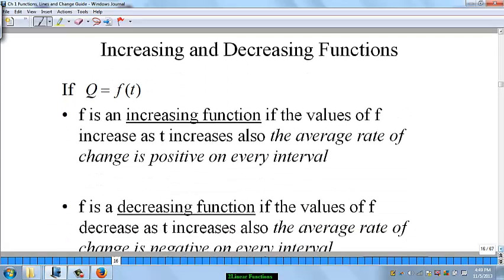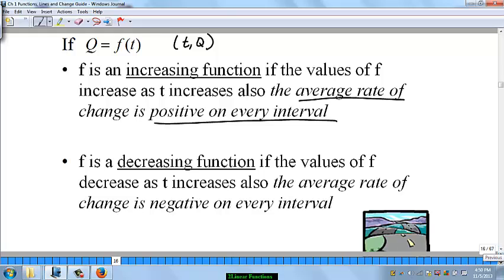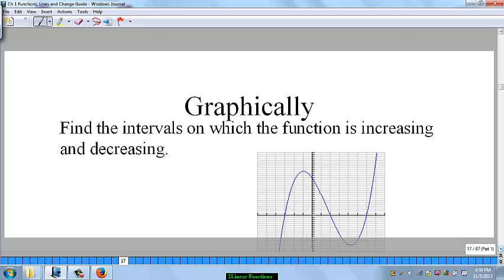If Q equals f of t, again the point (t, Q), get used to doing that. If f is an increasing function, the values of f increase as t increases. The average rate of change is positive in every interval. f is decreasing if the values of f decrease as t increases, or the average rate of change is negative on every interval. Let's look at this graphically. So I have this function here.